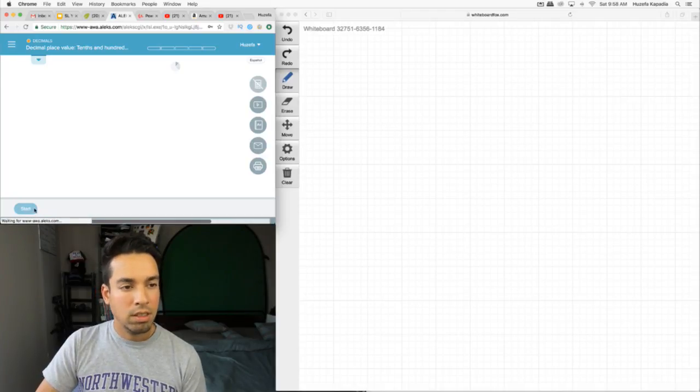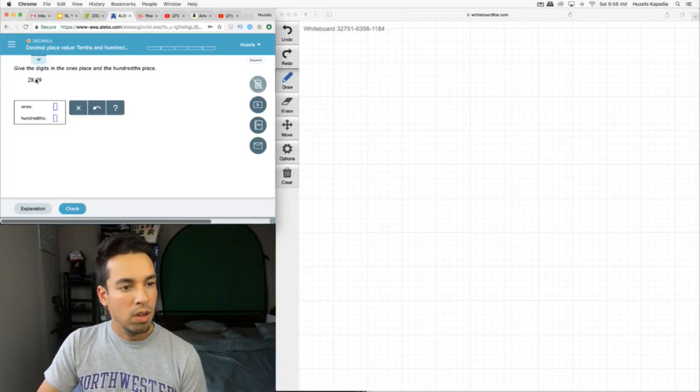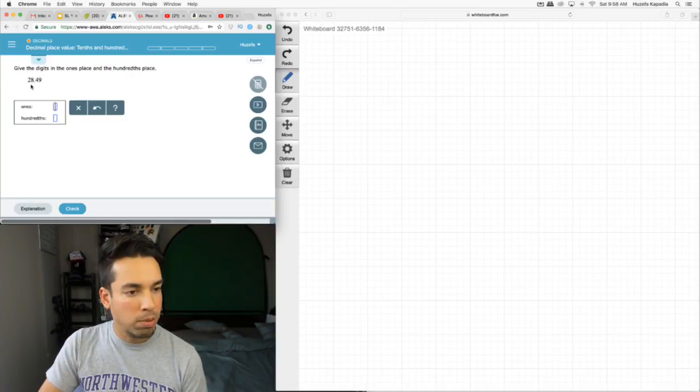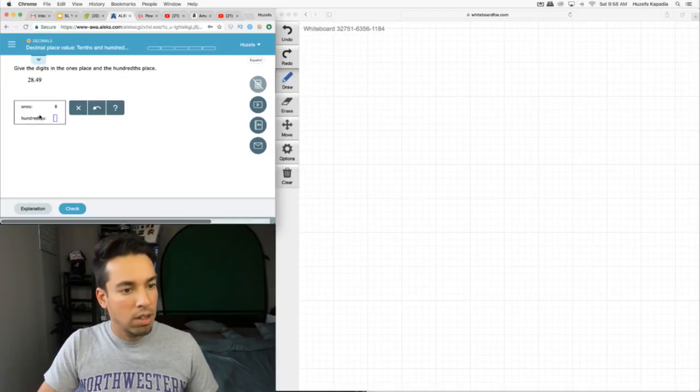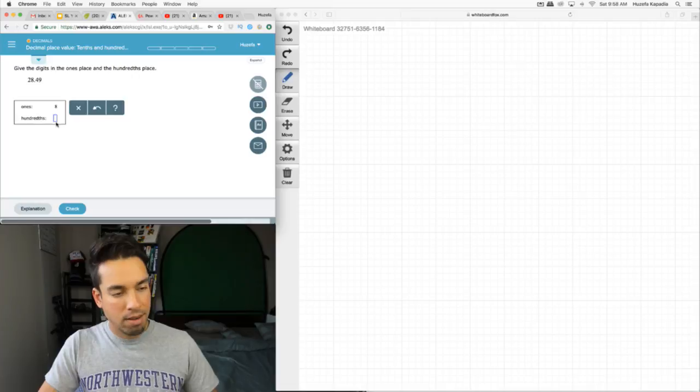Decimal place value, tenths and hundredths. Here we go. Give the digits in the ones place and the hundredths place. So ones place is right here, right? This is tens. This is ones. So ones is just 8. Hundredths place, now we go to the right of the decimal. The first spot over is the tenths place. The next spot over is the hundredths place, all right? So in the hundredths place up here we have 9.